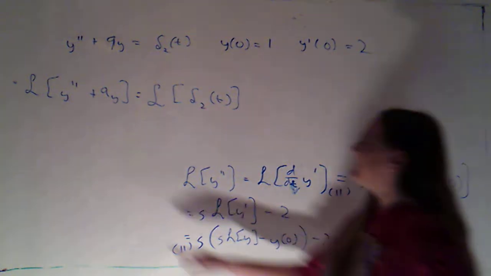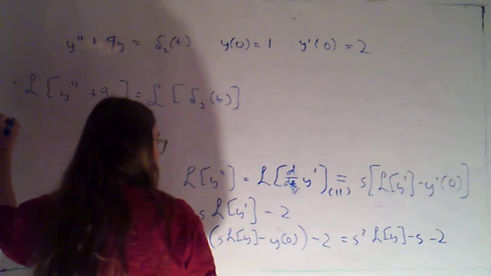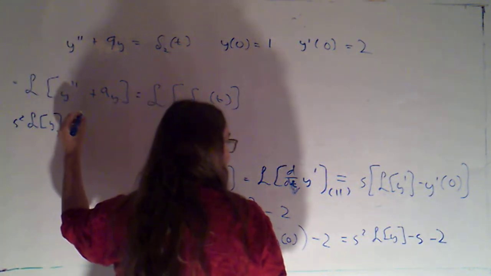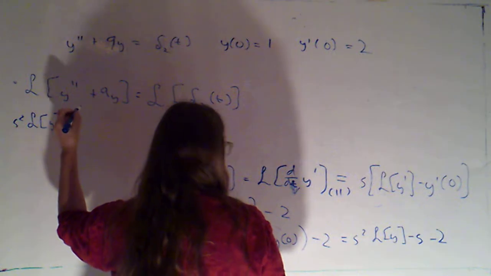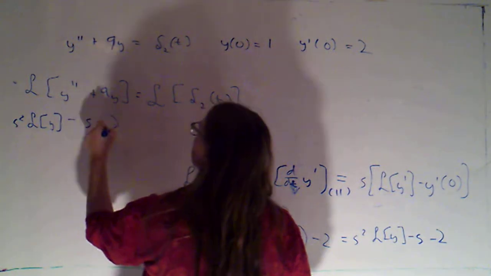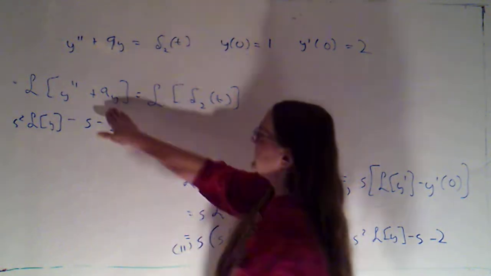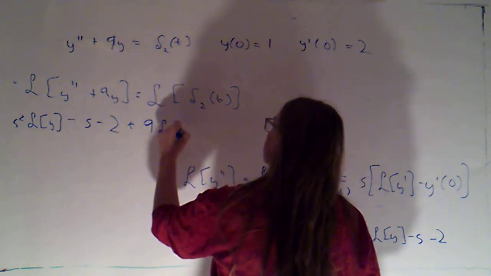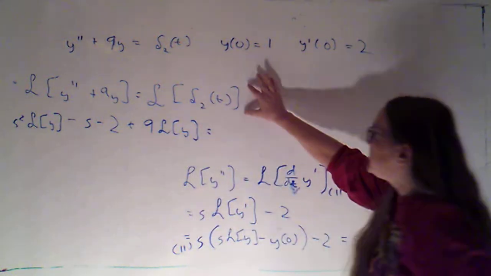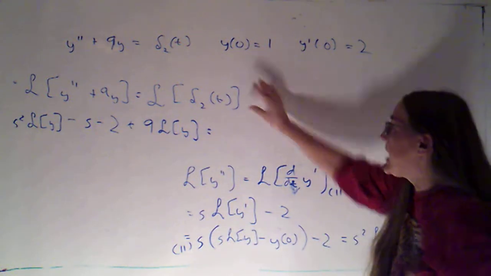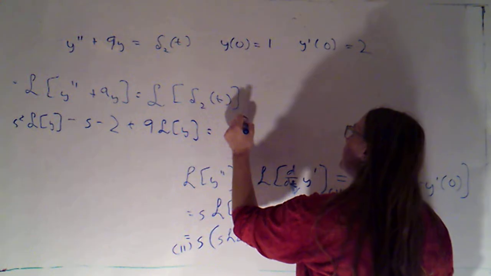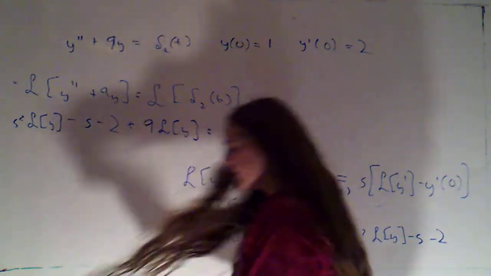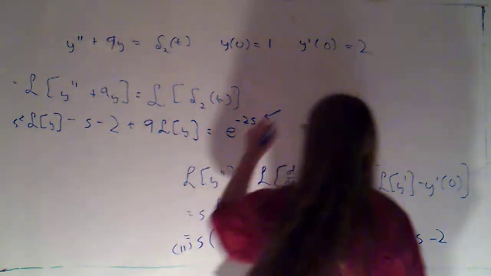Okay. So I can now replace this with s squared times the Laplace transform of y minus s minus 2 plus, now I'm going to apply the Laplace transform here, so I'm going to get 9 copies of the Laplace transform of y. And the Laplace transform of the Dirac delta function at 2 is just e to the negative 2s. And that is a formula. I want to say formula 10. It is formula 10.